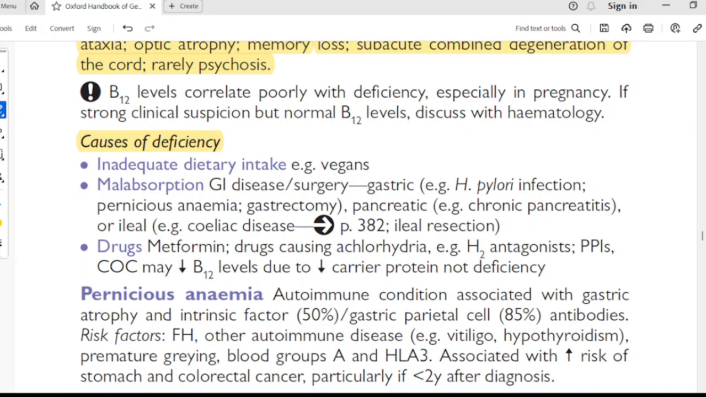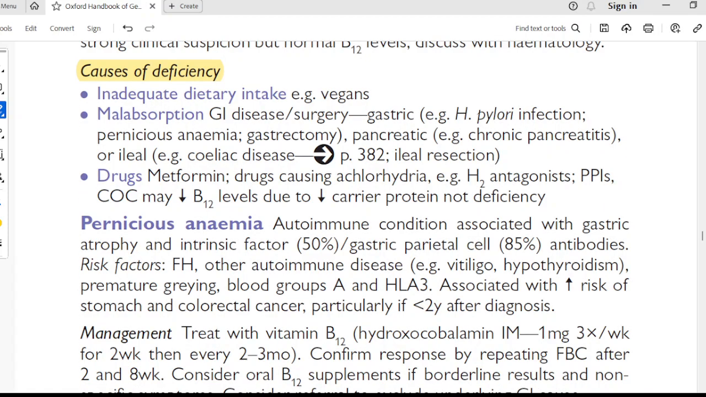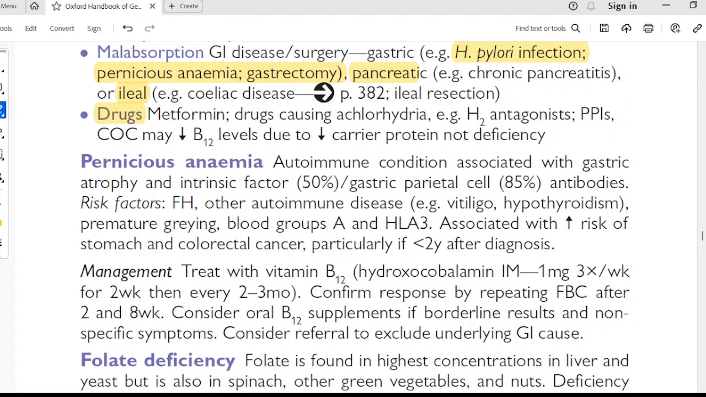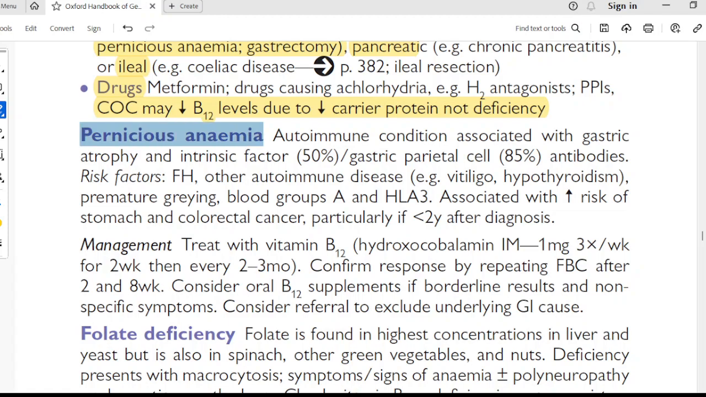Causes of deficiency: inadequate dietary intake, for example vegans; malabsorption, GI diseases or surgery. Gastric causes are H. pylori infection, pernicious anemia, gastrectomy. Pancreatic causes, for example chronic pancreatitis. Ileal causes, celiac disease or ileal resection. Drugs like metformin and drugs causing achlorhydria, for example H2 antagonists and PPIs. Combined oral contraceptive pills may decrease the B12 levels due to decreased carrier protein, but not due to deficiency.